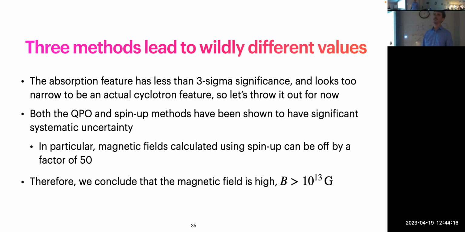We get wildly different values, and I don't want to get into the weeds too much, but essentially, I think just throw out the cyclotron feature. It's not a great significance, but it's also way narrower than we expect these features to be. So essentially the physical picture doesn't quite add up. If we expect the cyclotron absorption to be happening right near the neutron star, then we expect the electrons that are doing the scattering to have a broad thermal distribution, right? So those absorption features should be broad, right? But that's not what we see here.